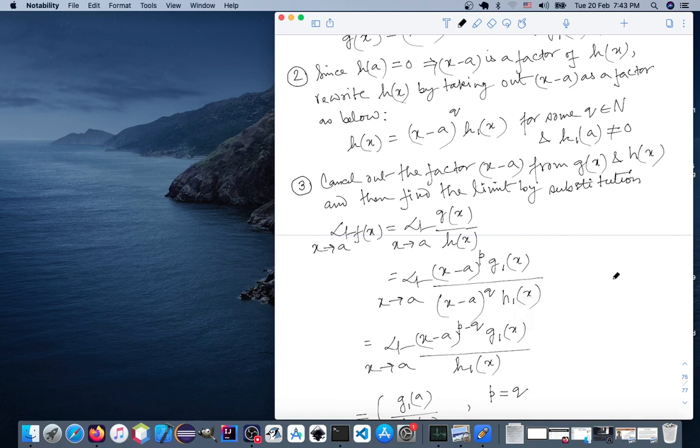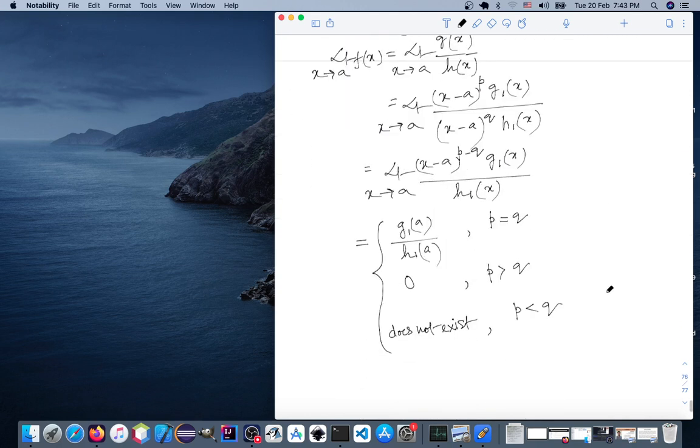Now, this limit will depend on the power p minus q. So if p equals q, so p minus q is 0, there will be no factor of x minus a, and we will be left with g1(x) by h1(x), and we can directly substitute the value of x as a. So we get g1(a) by h1(a). So when p equals q, the limit becomes g1(a) by h1(a).